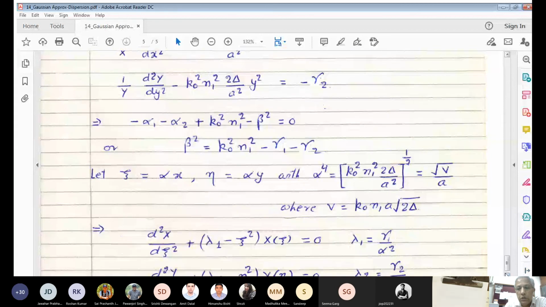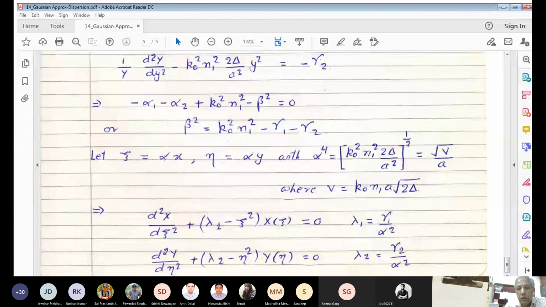Only thing I will tell you is that in these equations, if you change the variable xi as alpha x, eta as alpha y, where alpha is defined by this equation, and here v is nothing but the v parameter of the waveguide, so the above two equations can be written down in the following form. And these are standard mathematical equations, which are Hermite-Gauss functions. Their solutions we will discuss next time.